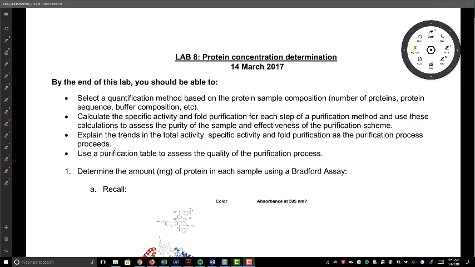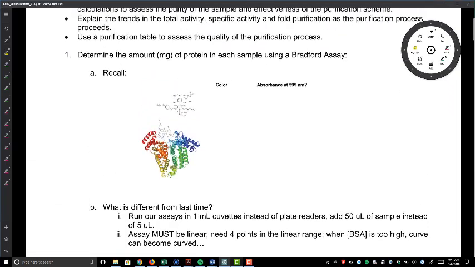So these are the two values that you're going to be adding on to your purification table, and specifically, these are the values that are going to allow you to determine how effective a particular step is. You need to be able to explain the trends in total activity, specific activity, and fold purification as a protein purification process continues. And then finally, you need to be able to use a purification table to assess the quality of purification.